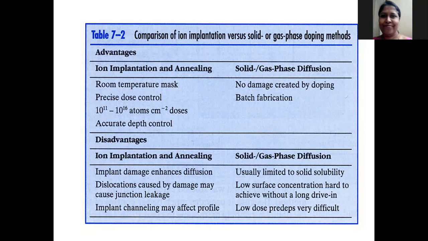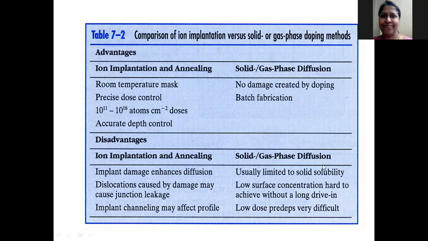In case of implantation, there may be dislocations caused by damage, and this may result in junction leakage. In case of diffusion, these dislocations are not found. Here, implant channeling may affect the profile of the device, and implant channeling is absent in diffusion. So nowadays, implantation is preferred more than diffusion.